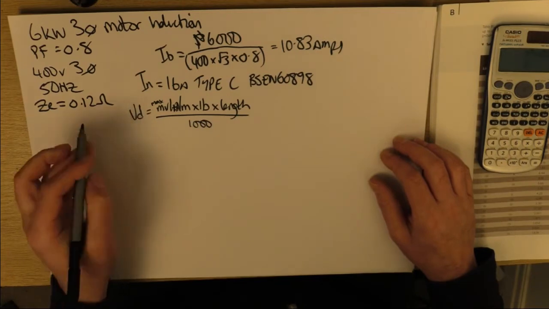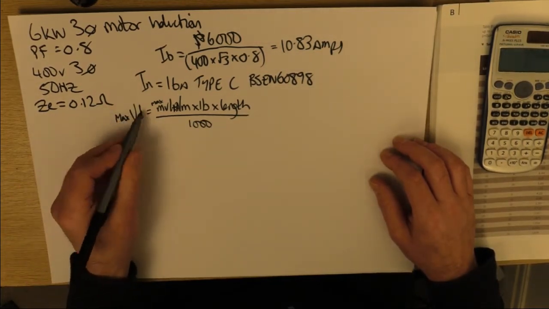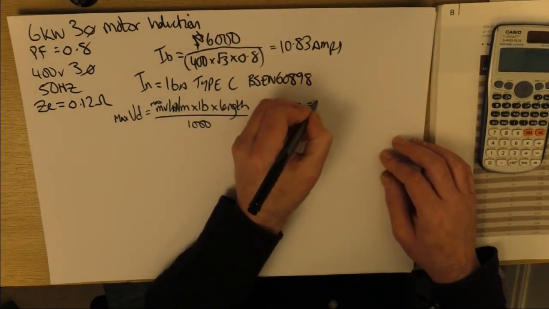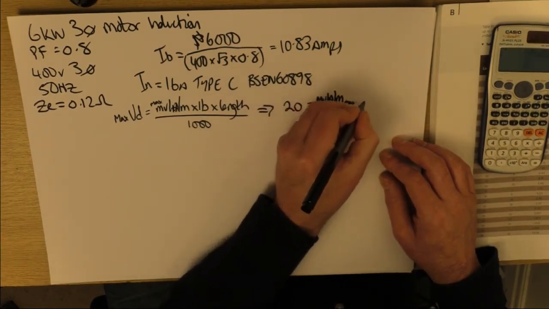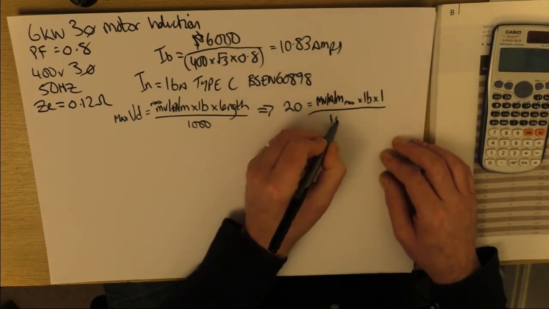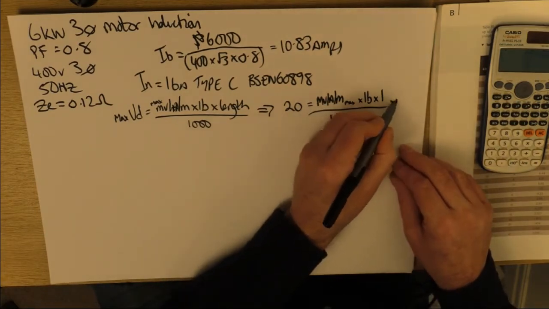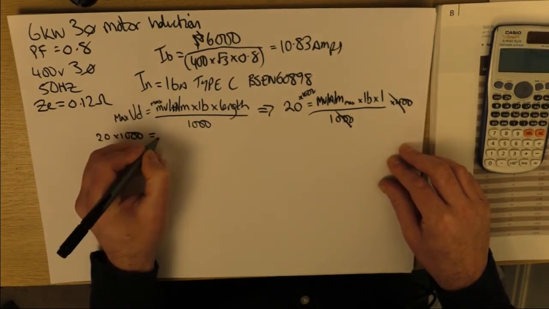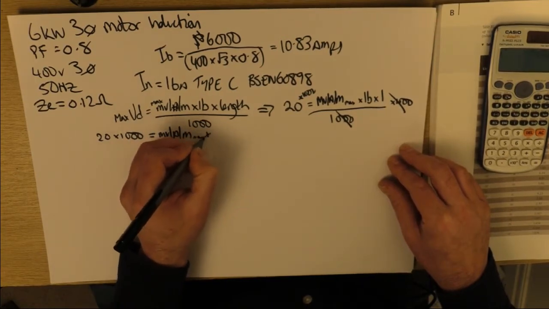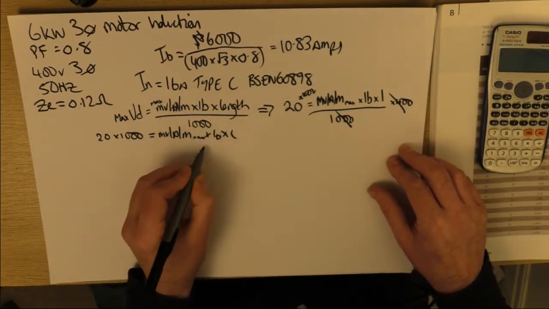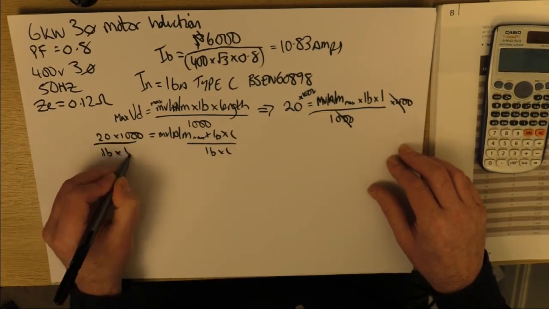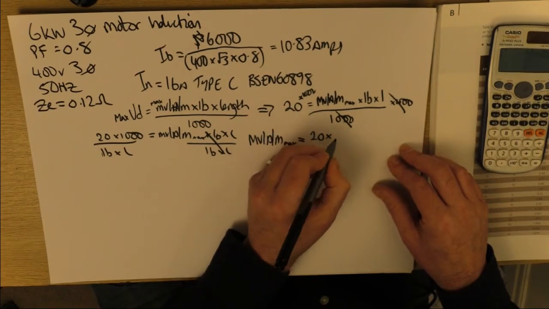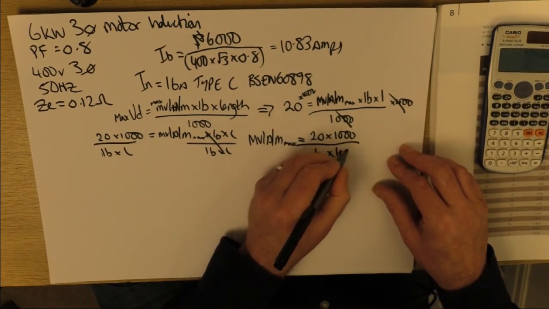Now we know the maximum volt drop allowed. We said it was 20 volts, so we can replace that with just 20. And then we just need to transpose for that. So millivolt max times IB times L. So transposition, you'd multiply that out, copy it that side, cancel, and then you've got 20 times 1000 is equal to millivolt per amp per meter max times IB times L. Then you would divide out this lot, copy it that side, and then we can cancel, and we end up with millivolt per amp per meter max equals 20 times 1000 divided by IB times the length.